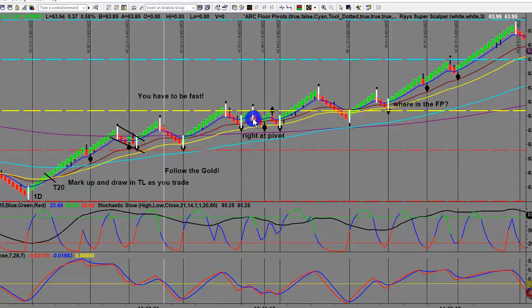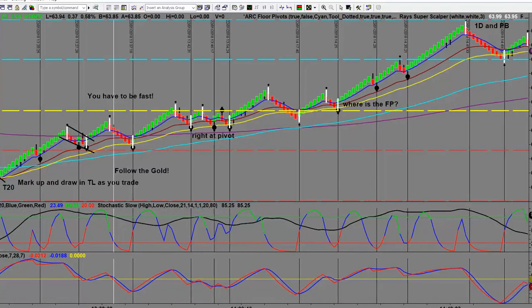Now we know that the chances of moving from your floor pivot to the R1 are very, very high. So always be asking yourself, where are the floor pivots? For an example here, where's my next pivot? Here, where's my next pivot? Because for your R1s, S1s, the percentage of moves lowers as you go from your R1 to your R2, etc. What else have we got here?